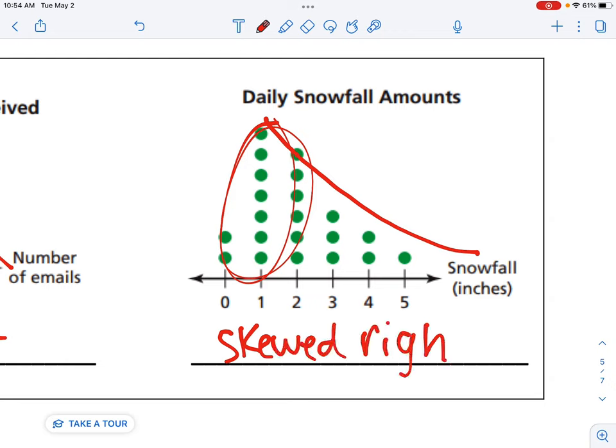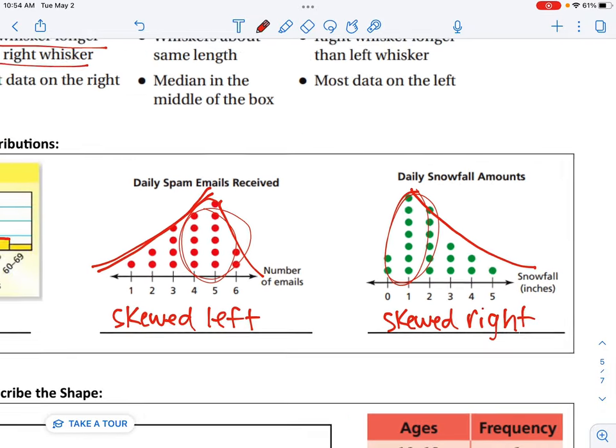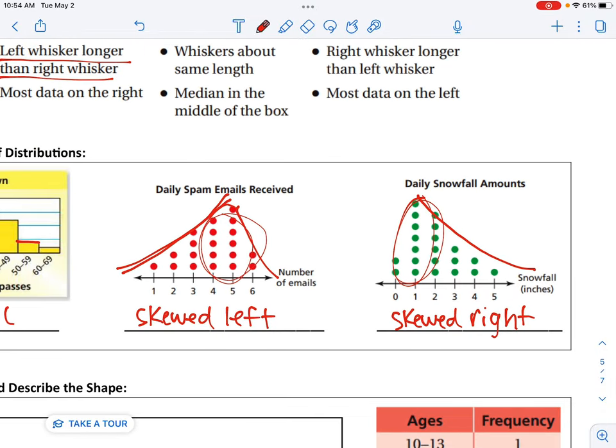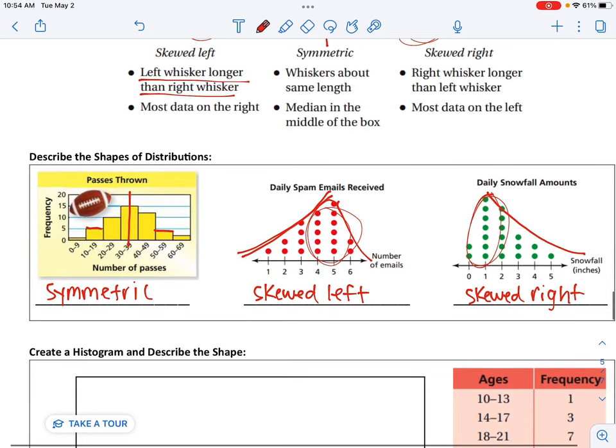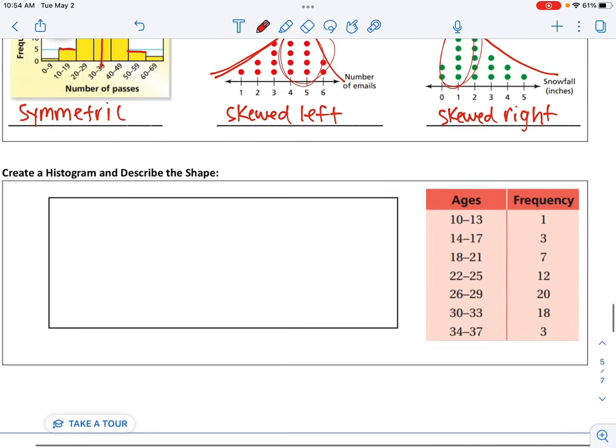Okay. And these basically just tell us that the more you go to the right, the less data there is from the middle, and on the left side, there's more when it's skewed right. So those are some examples. On this next one, we're going to be creating a histogram and then describing the shape. We did this a few classes ago, so hopefully you remember.